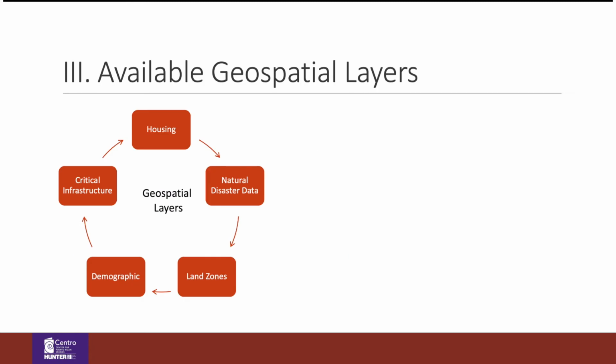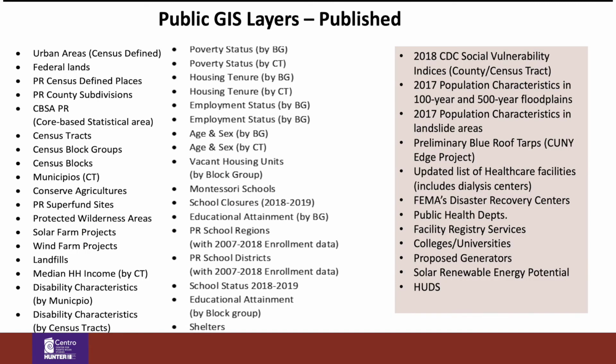So now let's begin with an overview of the available layers in our Data Hub inventory. Thematically, we have layers related to housing, to natural disaster data, which is primarily data from FEMA, land zones, demographic, and critical infrastructure, such as police stations, fire stations, the location of hospitals, dialysis centers, and schools that are open and closed.